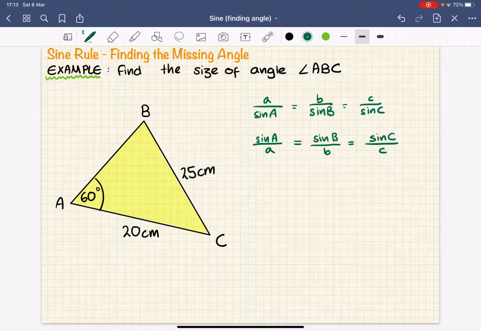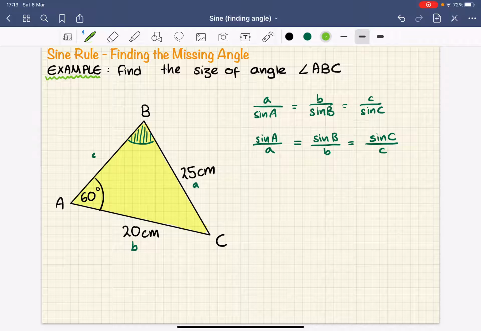So let's actually look at the question now. We've got find the size of angle ABC. So ABC, B is in the middle, so that means it's this angle here. So I'm going to label the sides. Opposite from the B, that's my lowercase b, lowercase a, and that's my lowercase c. And then ticking the information I know and want to find as normal.